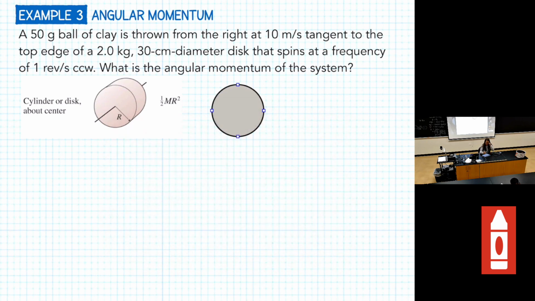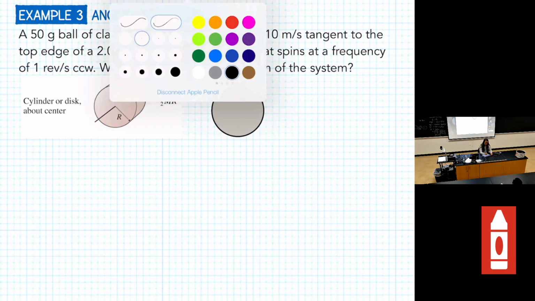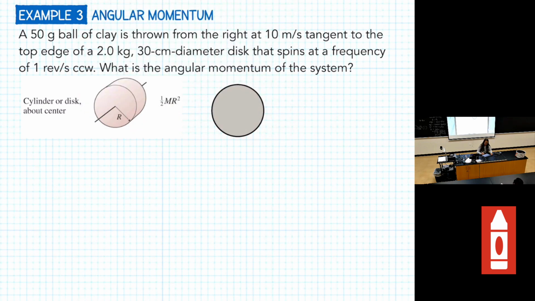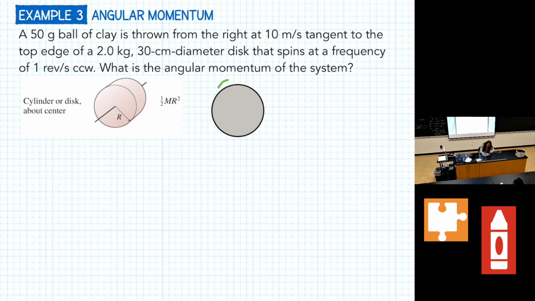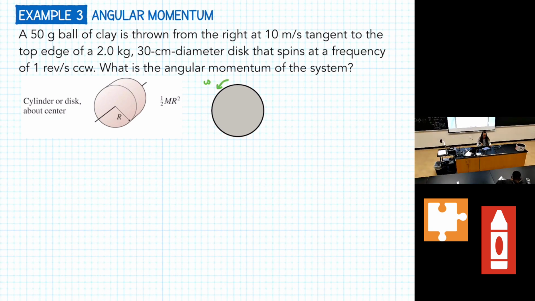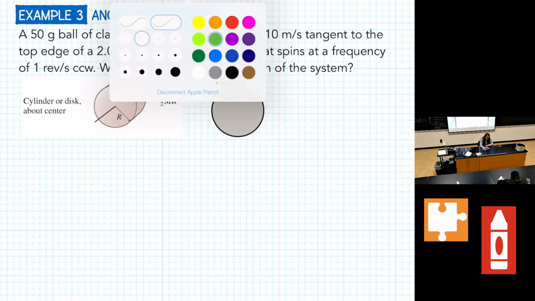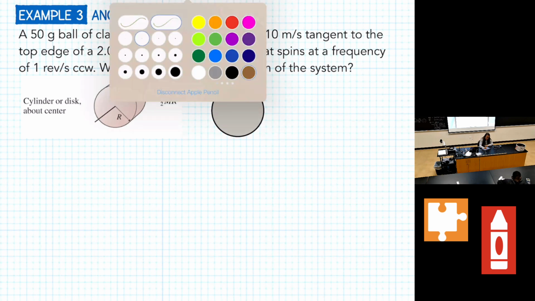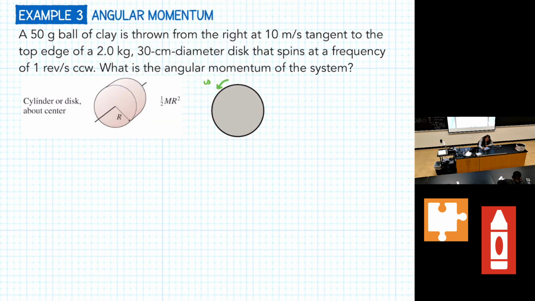Okay, so which way is this turning? Counterclockwise. So we know that it's going this way. We'll call that omega. It's not quite what omega is because that's going to be a vector pointing out of the screen, but that's harder to draw. And we have a ball of clay moving this way, and it's tangent.